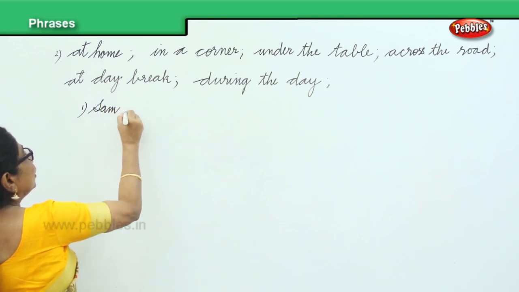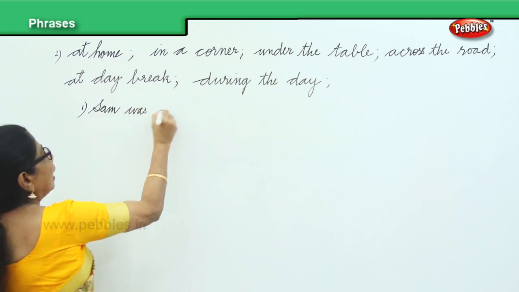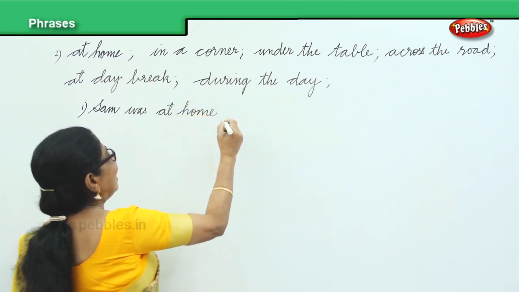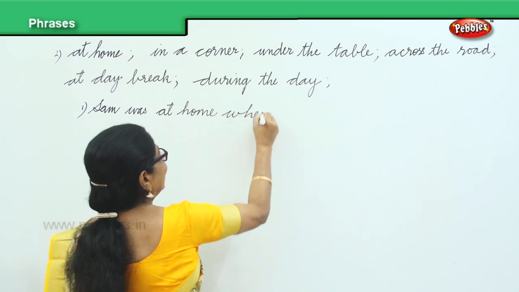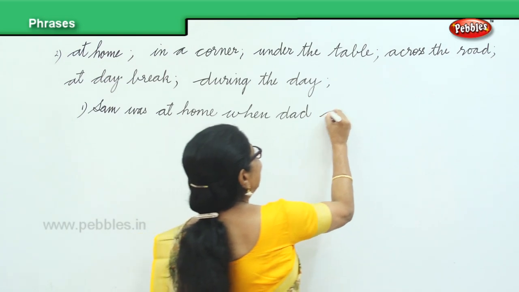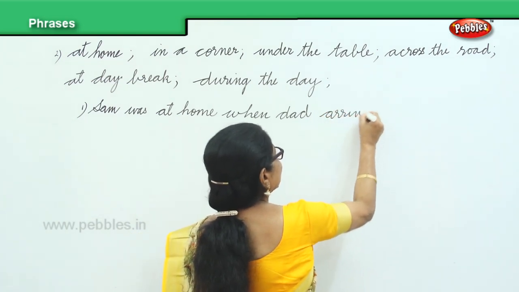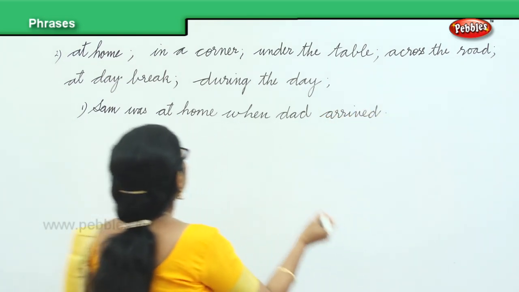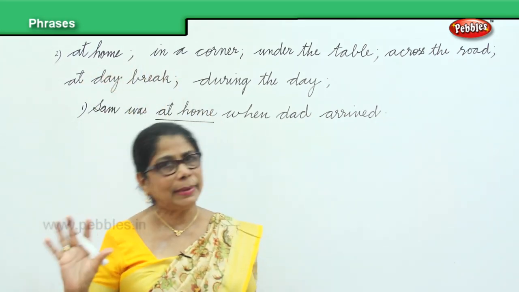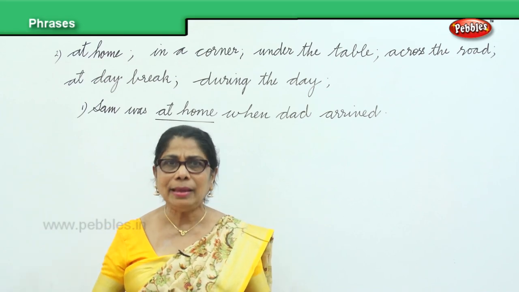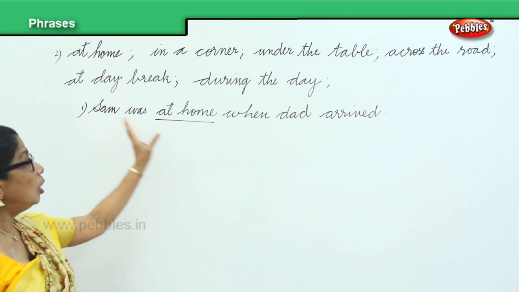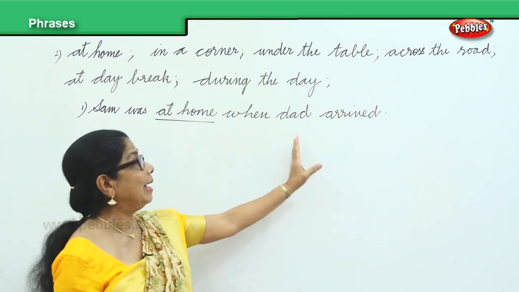Sam was at home when Dad arrived. Sam was at home when Dad arrived. We used at home. The word at home by itself makes sense, but we are making a complete sentence. Who was at home? Sam was at home when Dad arrived.